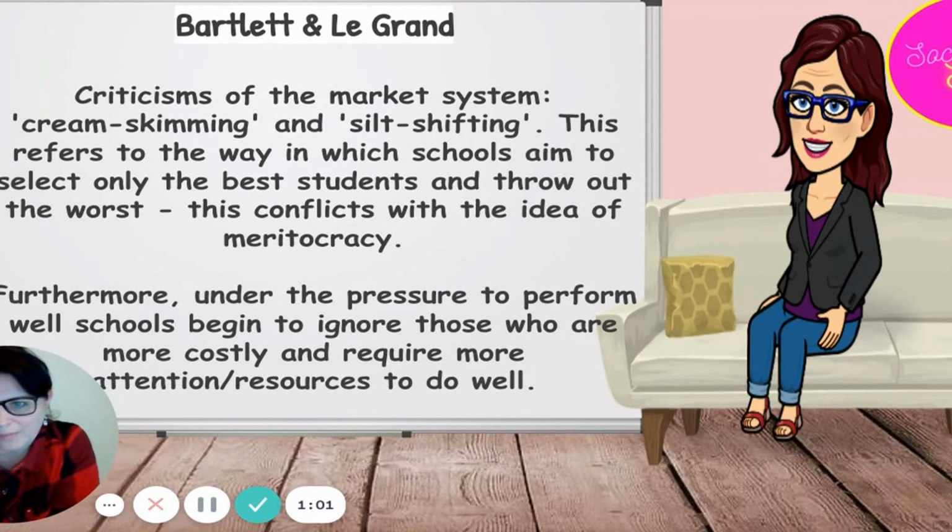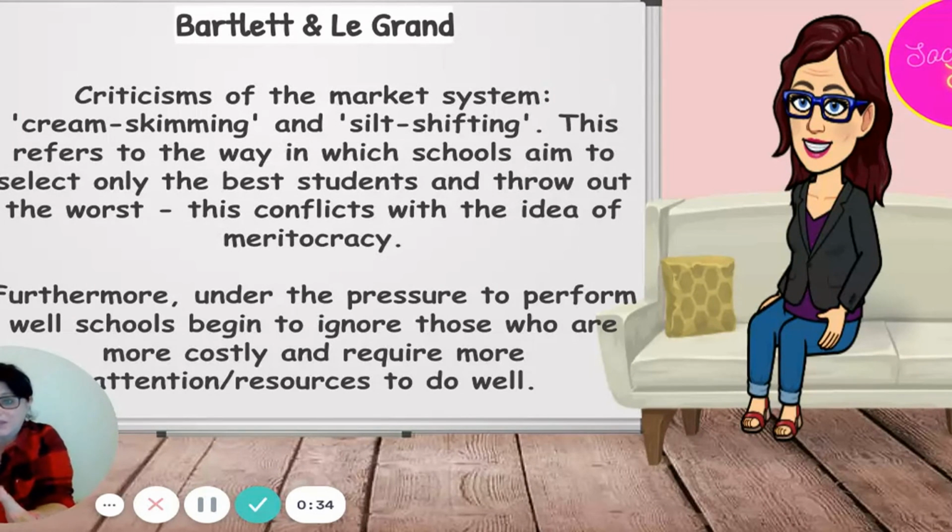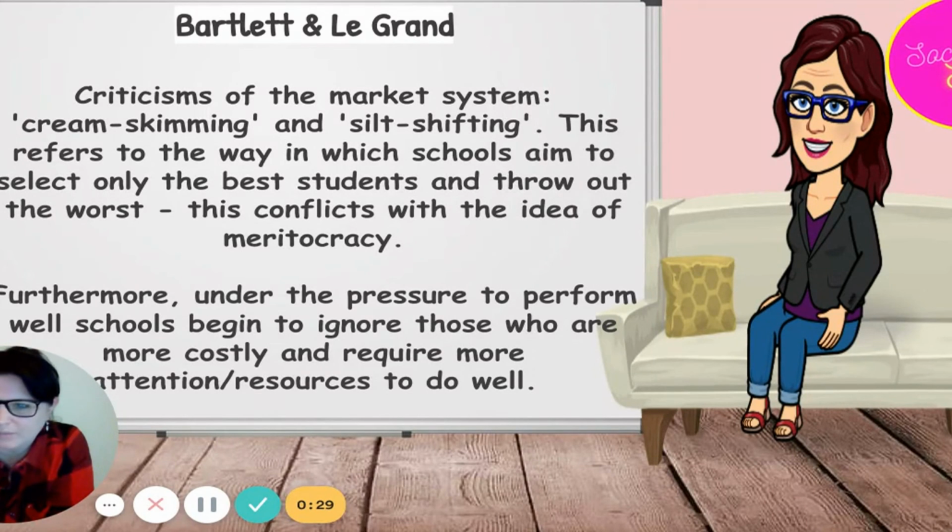So on one hand, you've got Chubb and Moe saying, having this meritocratic marketised system is going to really make everything more efficient. But then Bartlett and Legrand are saying, yeah, but if in order to be efficient, you're getting rid of some of the students, where do those students go? They have to go somewhere, don't they? So how does that work? That's the question to ask, isn't it? How does that work if nobody wants to take those students? And then what happens to those schools? The inclusive schools that take the students with more needs, how does that work in terms of being more efficient because of the marketisation process?